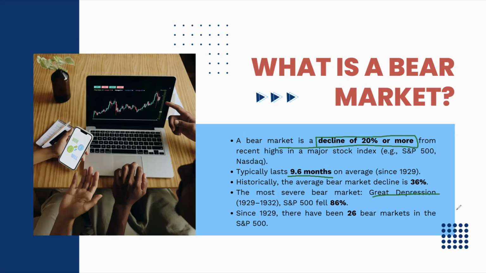And just to tally up, if we go back from 1929 to current day, which is almost 100 years, there have been 26 bear markets. So just think about that for a second. In almost 100 years, we've had 26 bear markets. So what does that tell you? That they're not the commonality in the stock market, right? You don't want to call them rare, but it is not as common as bull markets.